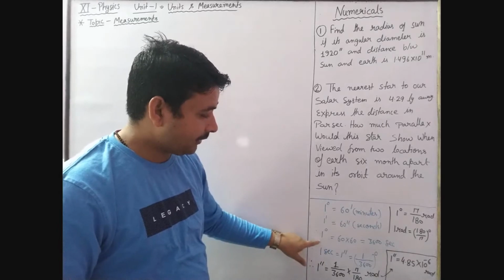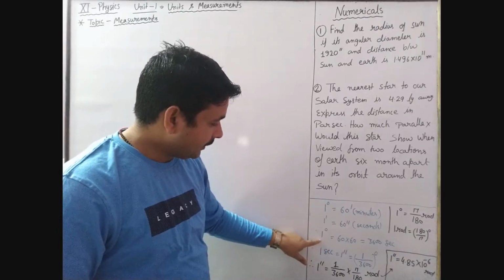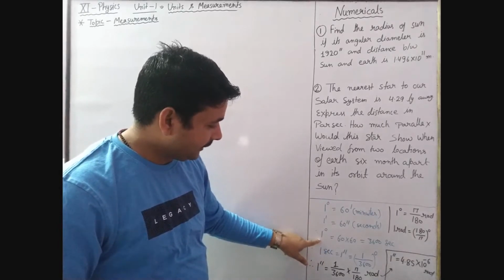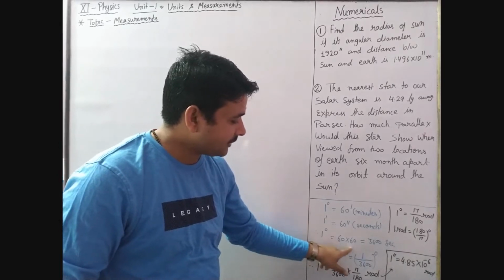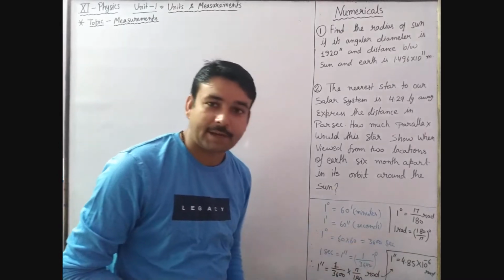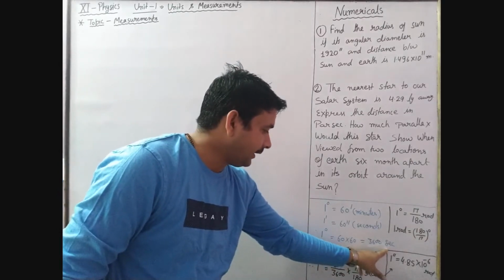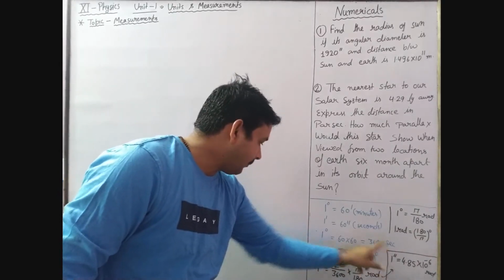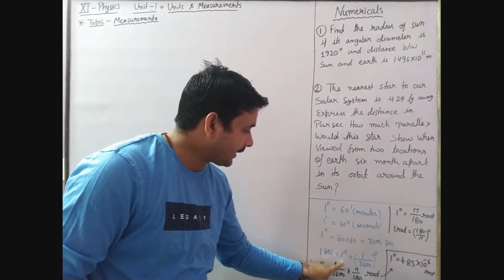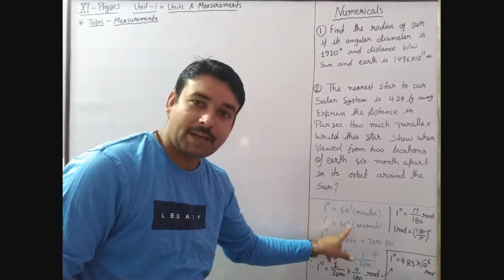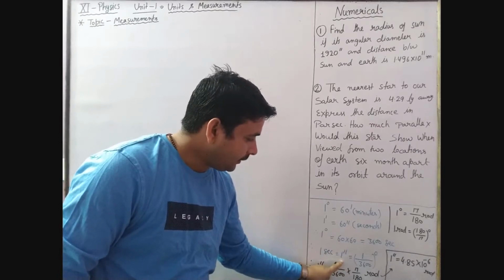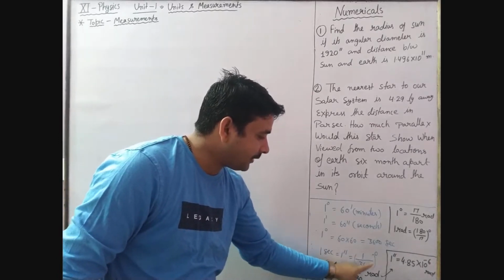Therefore, we can conclude that 1 degree is equal to 60 into 60 seconds, which means 3600 seconds. Now we convert 1 second into degree. 1 second, denoted by double dash, is equal to 1 upon 3600 degree.